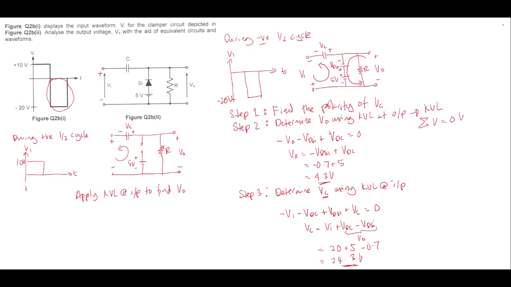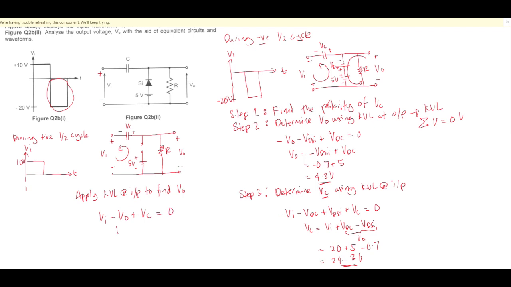So here you can find the V out using KVL. I start from here. Here is VI, positive VI. Then you will meet V out, minus V out. Next, you will meet the capacitor voltage, so plus VC is equal to 0 volt.